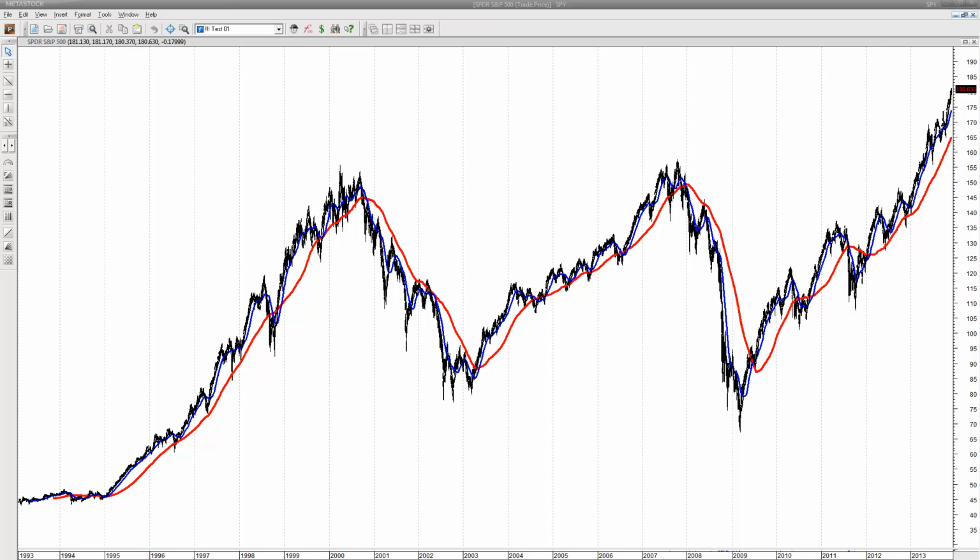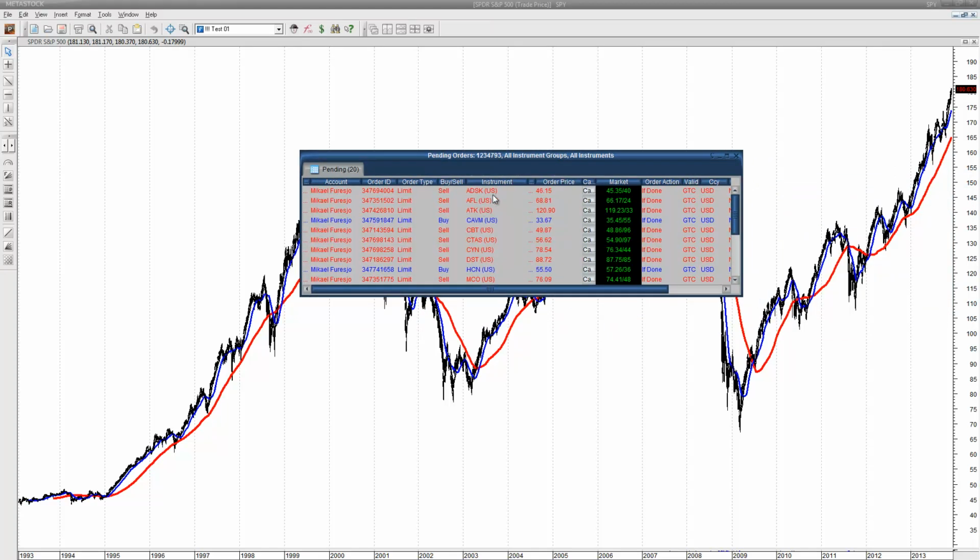Let me give you a quick recap. Autodesk short sell at 46.15, Aflac short sell 68.81, ATK 120.90 short sell, long limit buy order KVM 33.67, Cabot Corporation 49.87 short sell, Cintas 56.62 short sell, City National 78.54 short sell, DST Systems 88.72 short sell, Health Care REIT 55.50 buy limit order, and Moody's 76.09 short sell limit order.